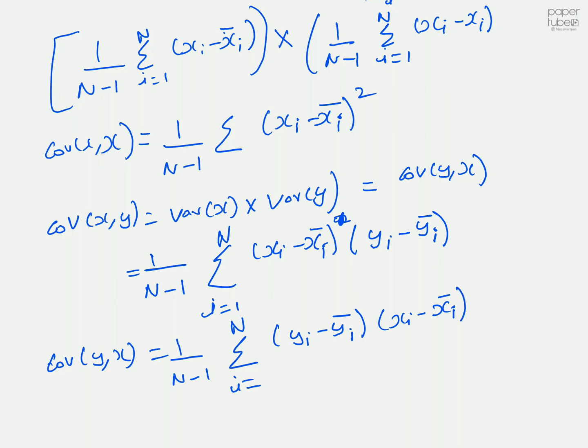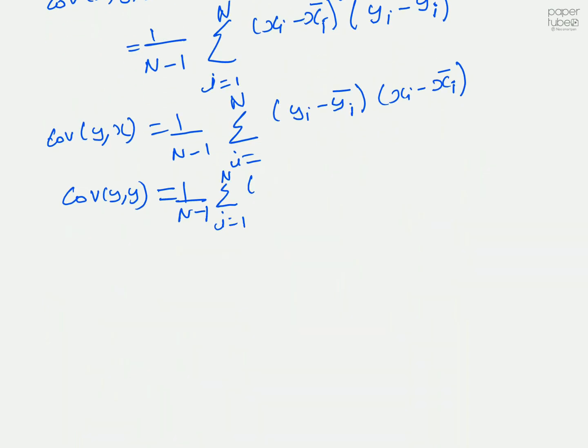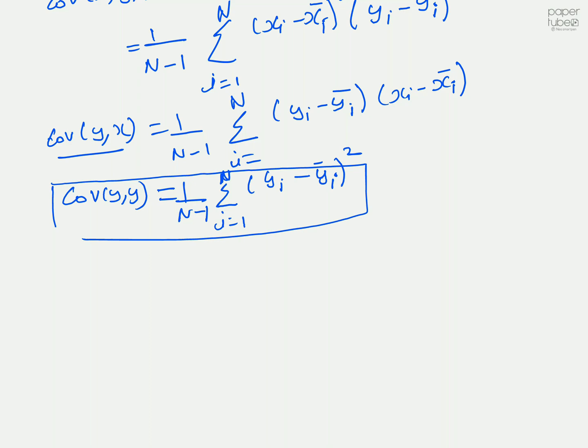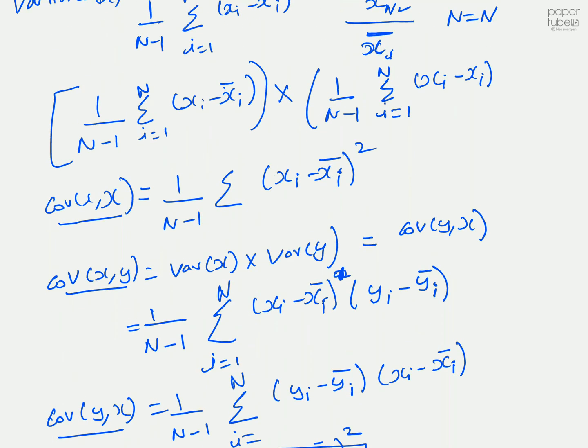So that gives the covariance of y comma x. And similarly you can write covariance of y comma y, that should be equal to 1 divided by n minus 1, summation of i is equal to 1 to n, of y_i minus the average of all the y's raised to the power 2. So that should give the covariance of y comma y. So you know how to get covariance of y comma y, y comma x, x comma y, and covariance of x comma x. So now we can make the covariance matrix.